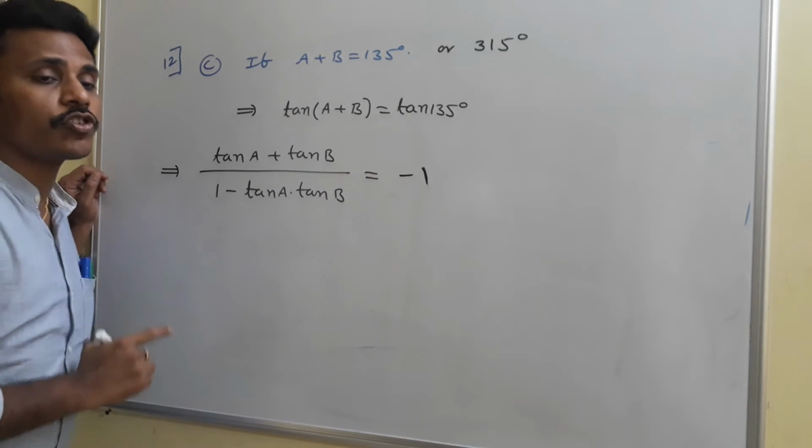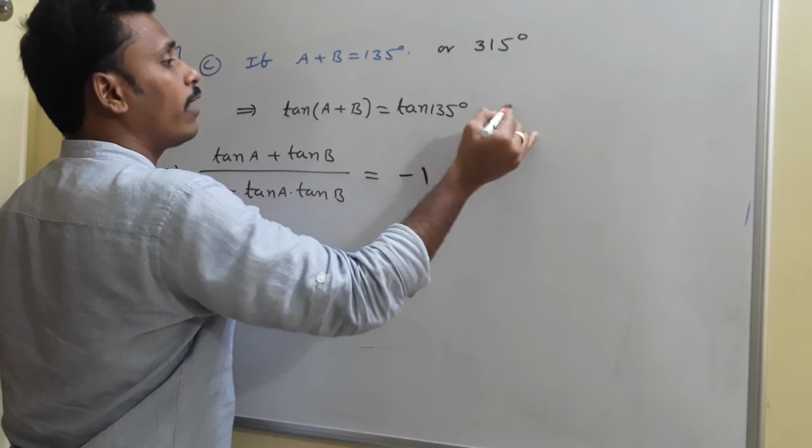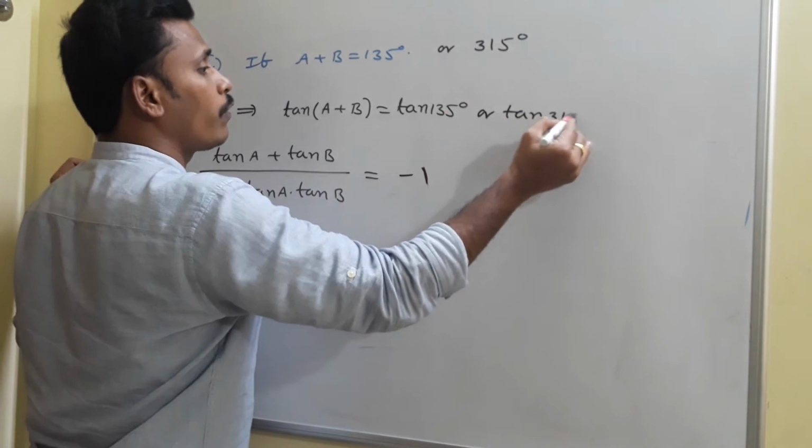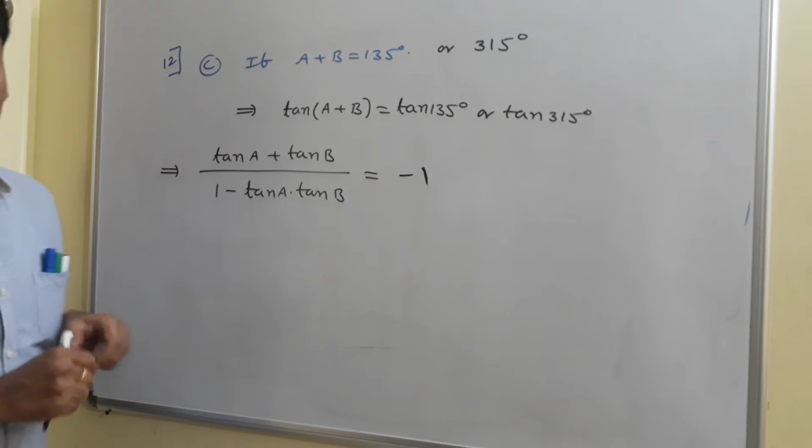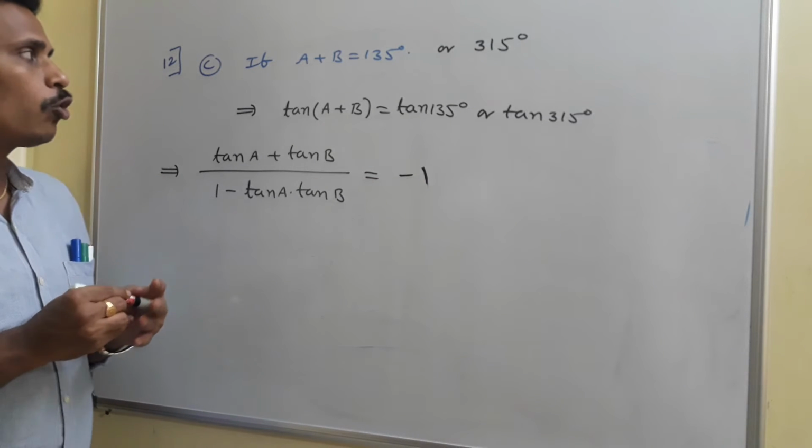315 degrees means 360 minus 45. So then in that case again you have tan of 315 degrees. So for tan of 315 degrees, the result is also minus 1. Okay, you see, at a time I am doing two problems, right?